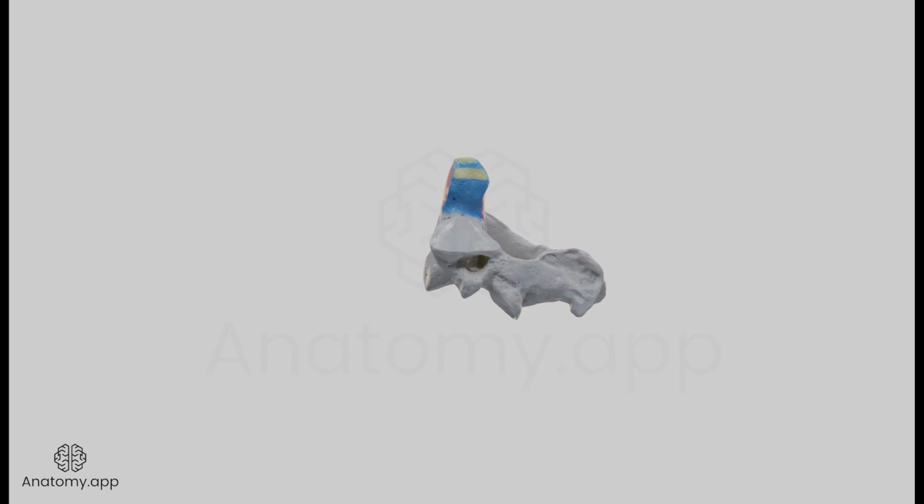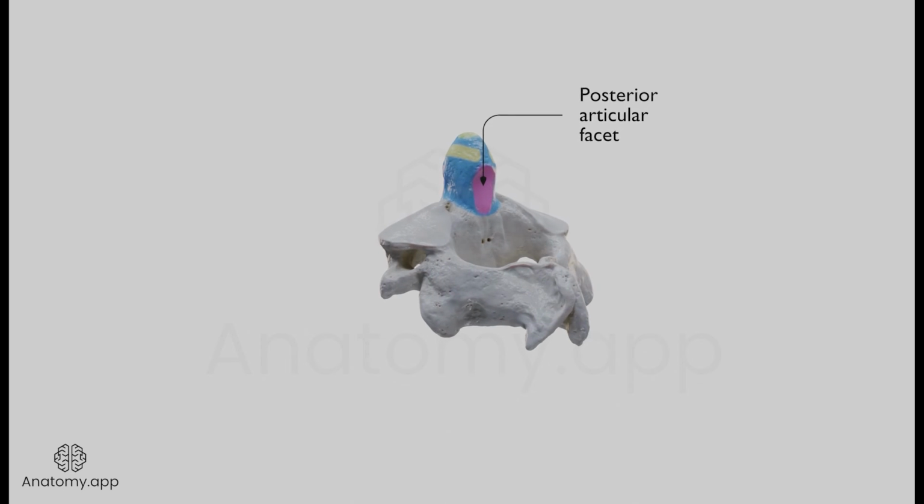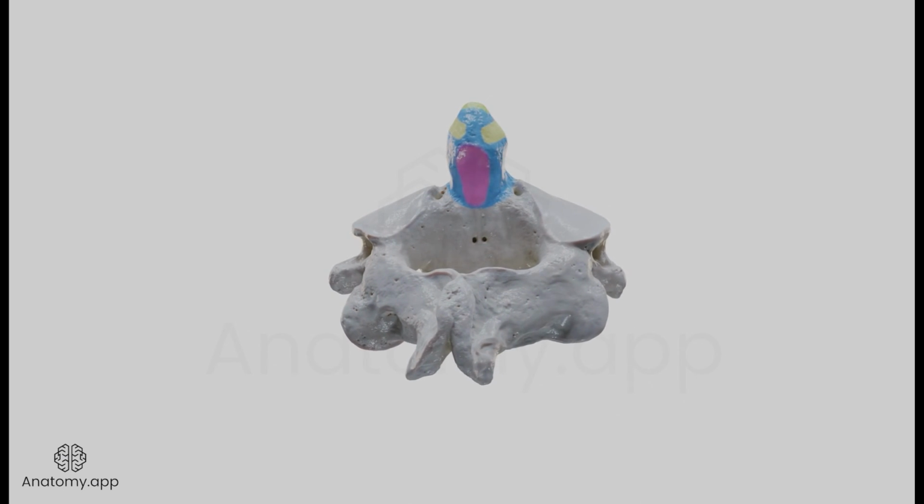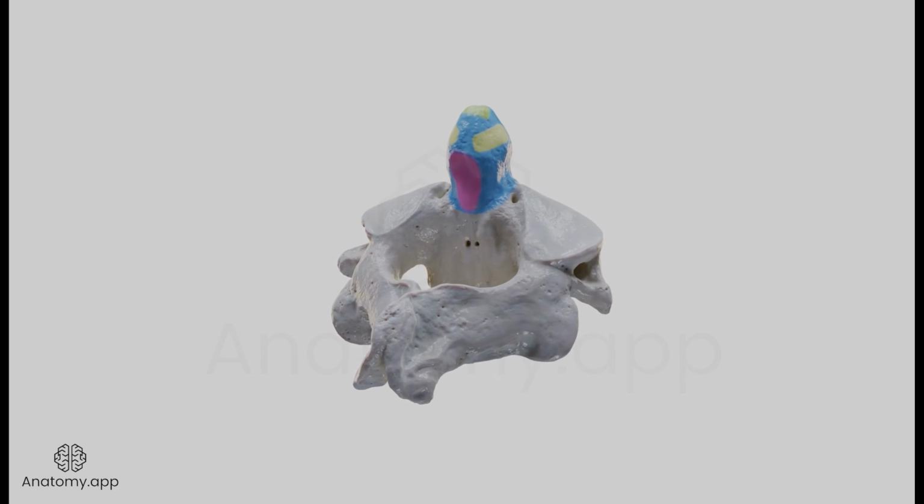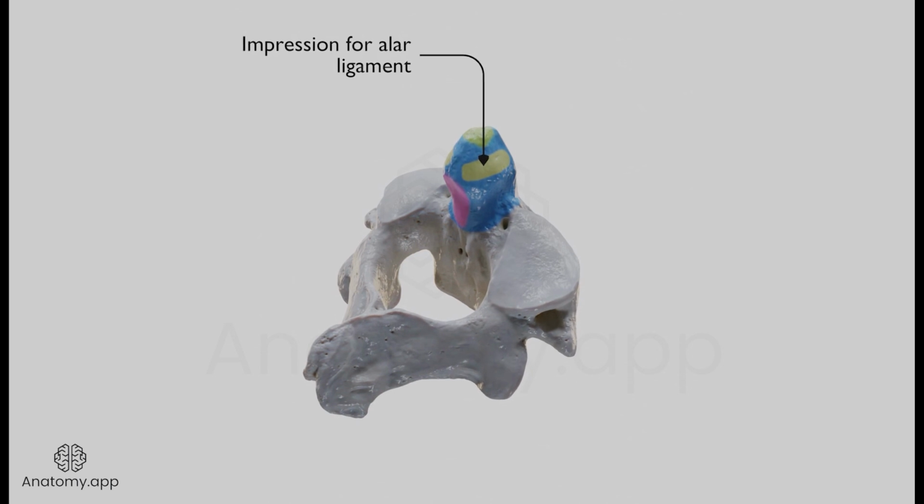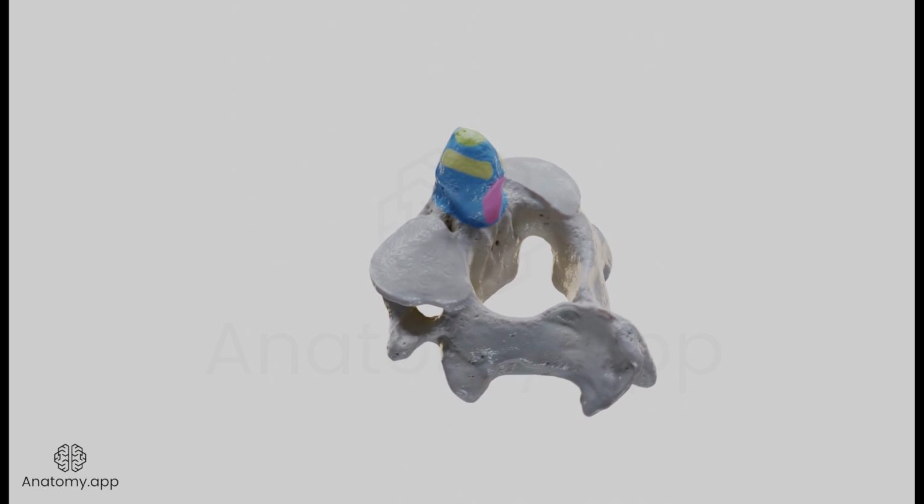Posterior articular facet, a smooth articular surface for the transverse ligament of the atlas, located on the posterior aspect of the dens. Impression for alar ligament, a shallow groove located on each upper aspect of the lateral side of the dens, serves as an attachment site for the alar ligament.